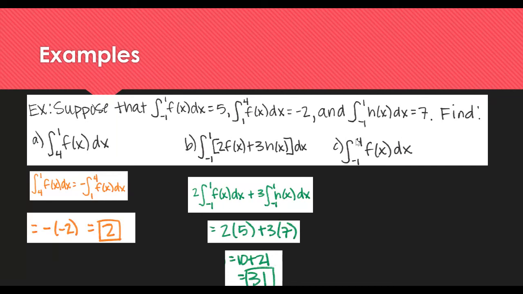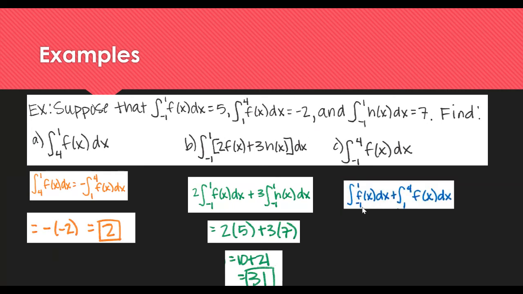The last one, -1 to 4. Well, I know -1 to 1, and I know 1 to 4. So I can just add those, right? -1 to 1 plus 1 to 4. So that's 5 plus -2, which is 3. So that's how those work. You've got to find what you know and figure out how you can use it to solve them.